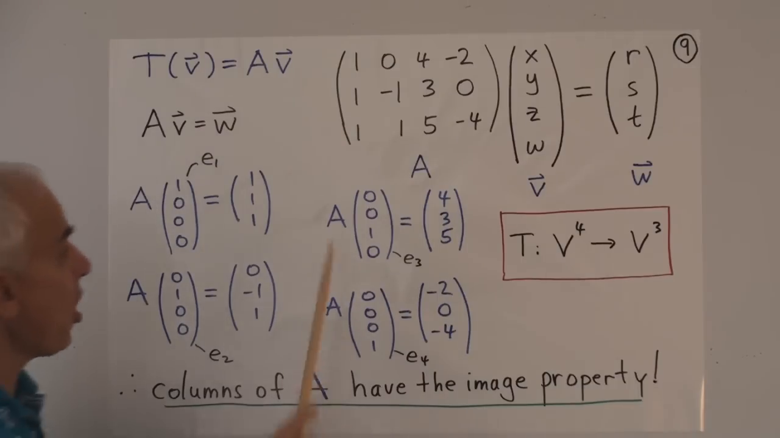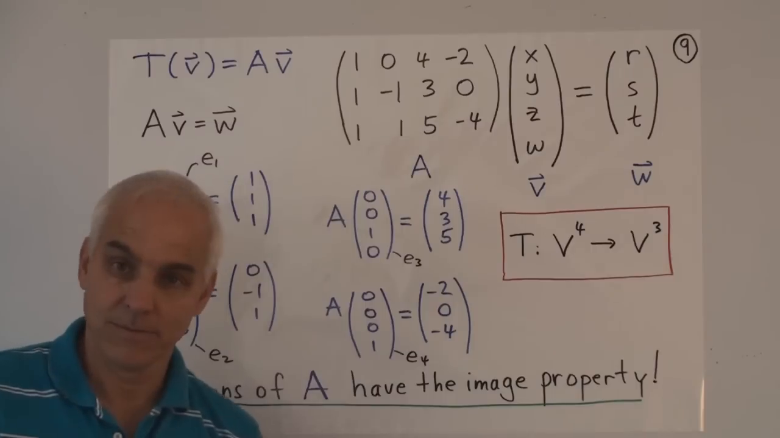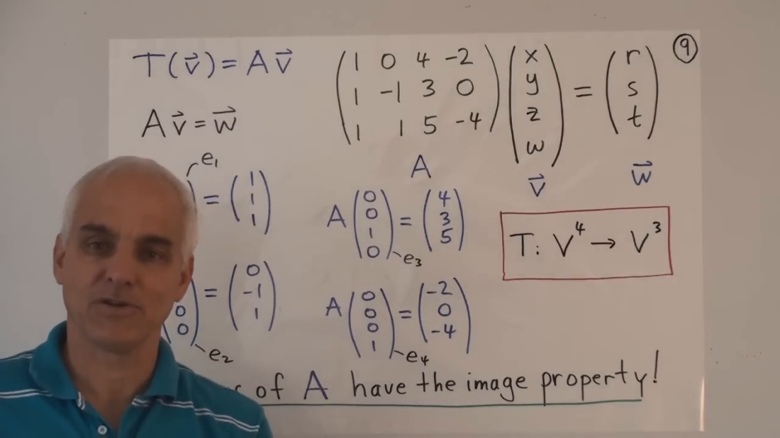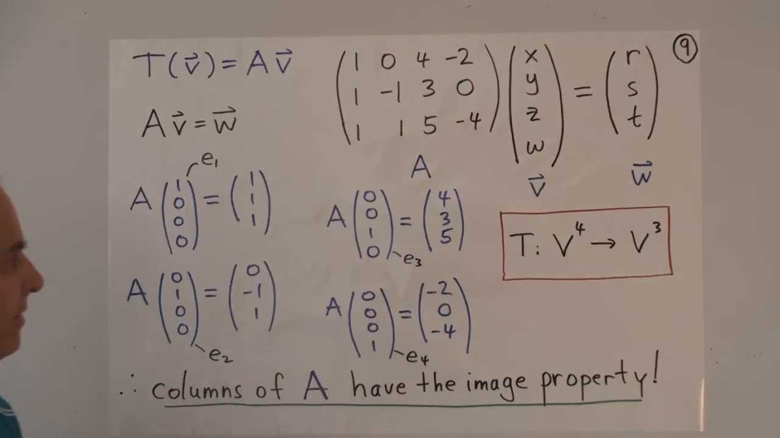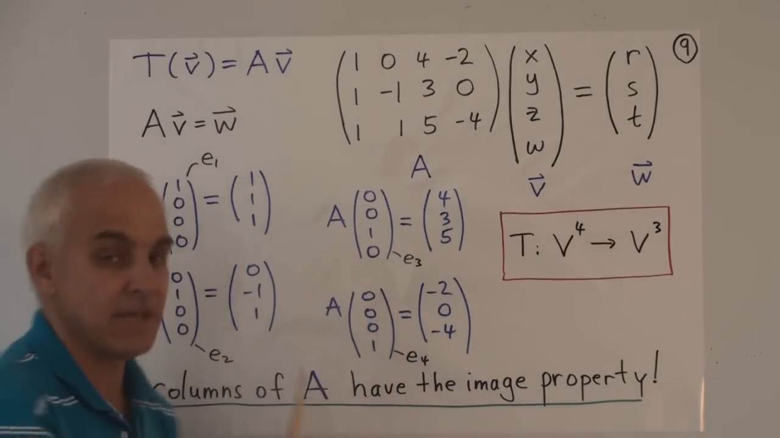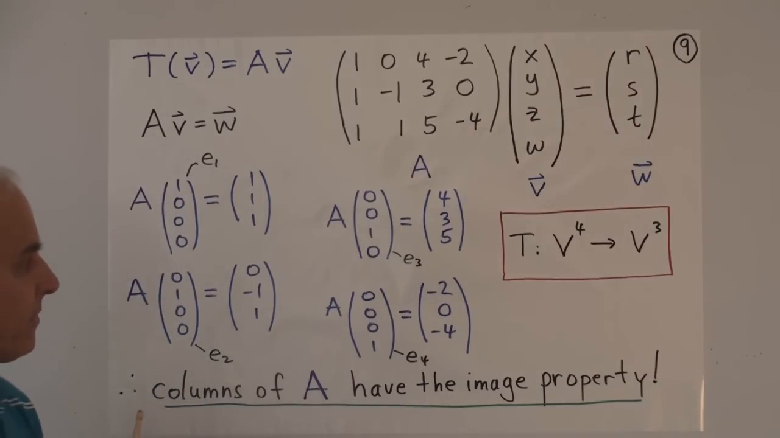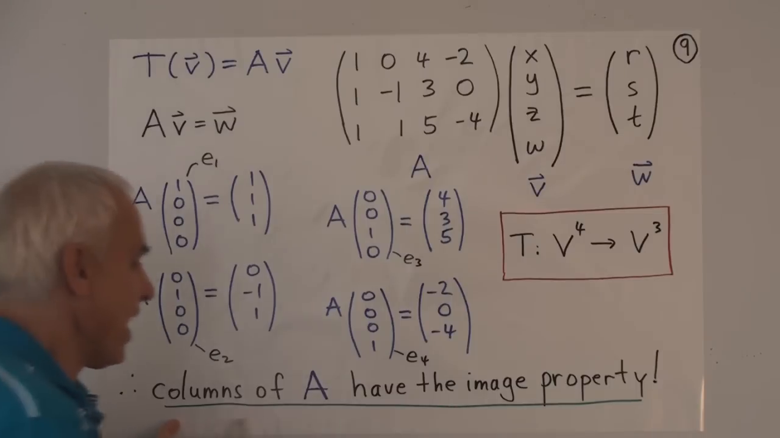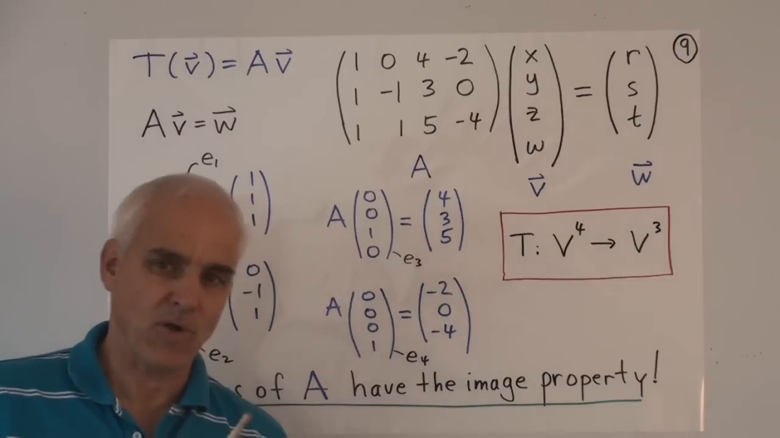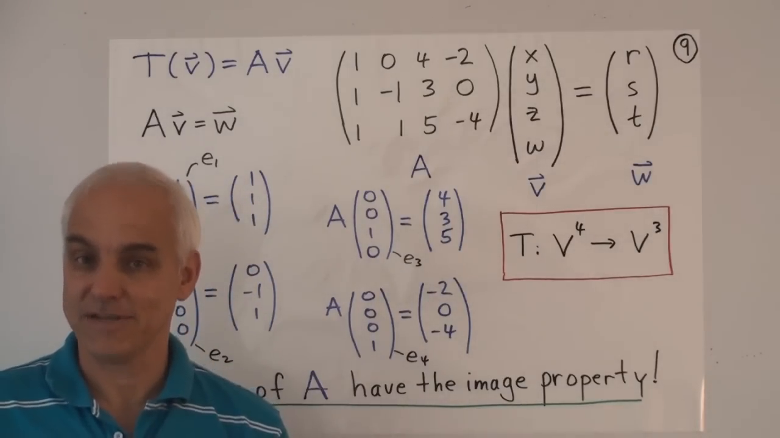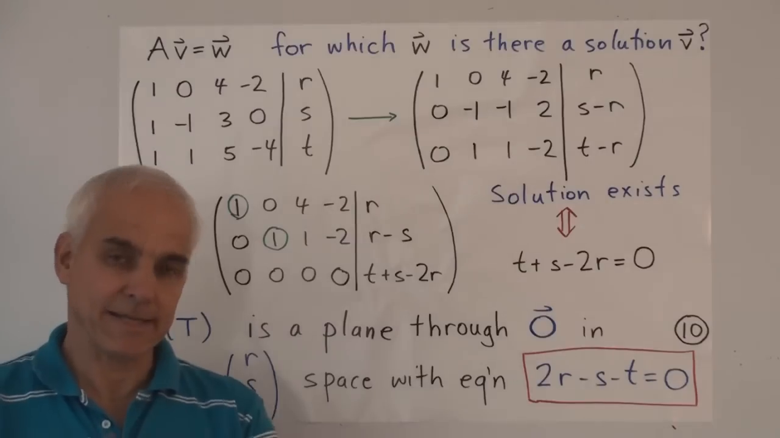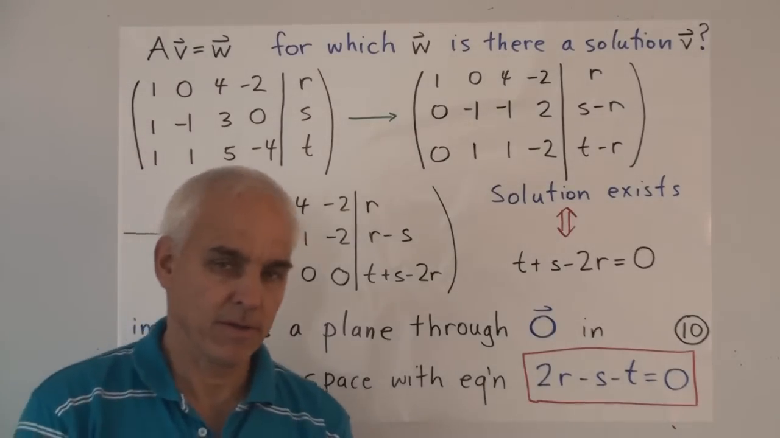So we see that the columns of the matrix A do have the image property. They're examples of vectors which are in the image of T, because each one of these vectors, say this one, is actually A times some vector in V4. So at least the columns of A have the image property. So how do we describe all of the vectors that have this image property? This is also a row reduction question, but it's a little bit more subtle than the kernel question.